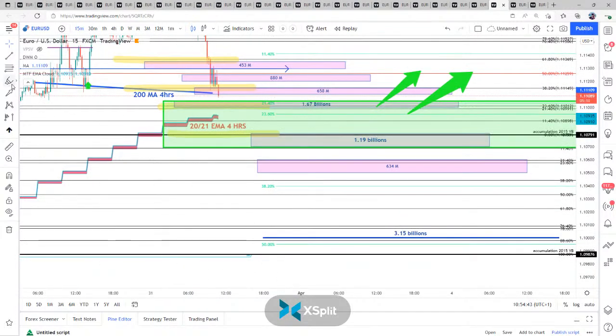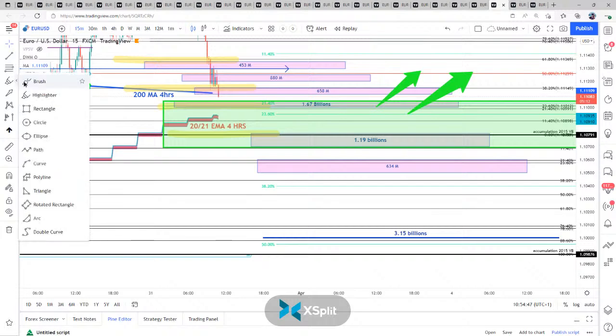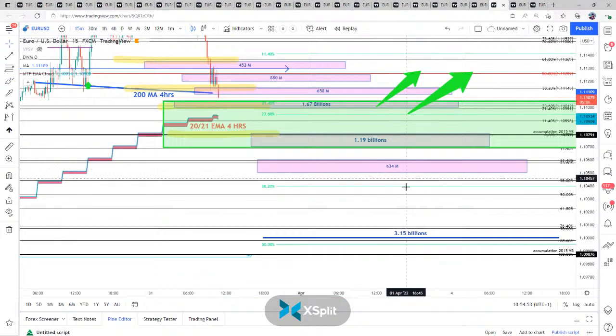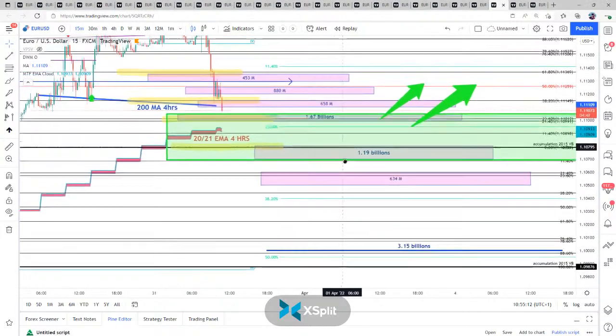If for any reason we would break this level here, then we just go, I think, directly to the 3.15 billion. So the reason why we went down and we are going down now is because market makers, the big players, have here over 6 billion euros of options.